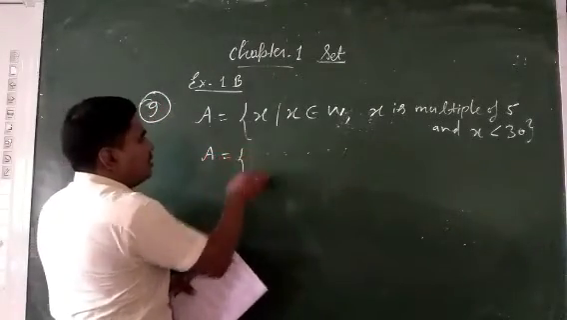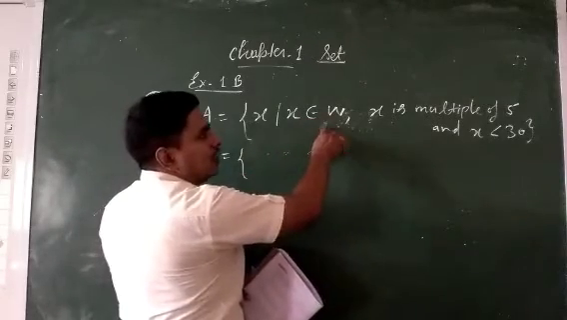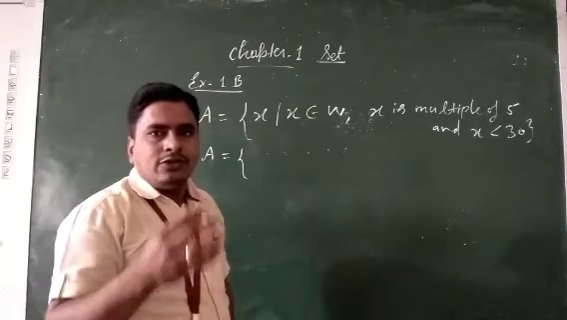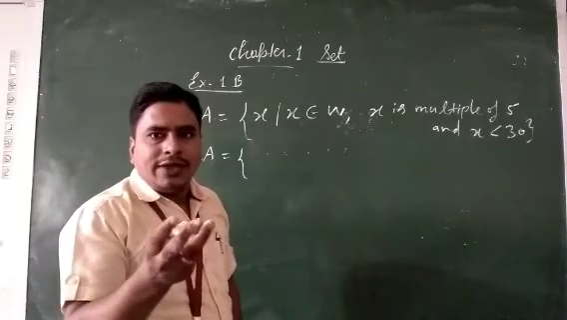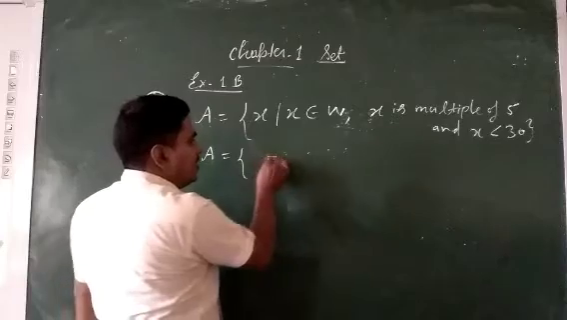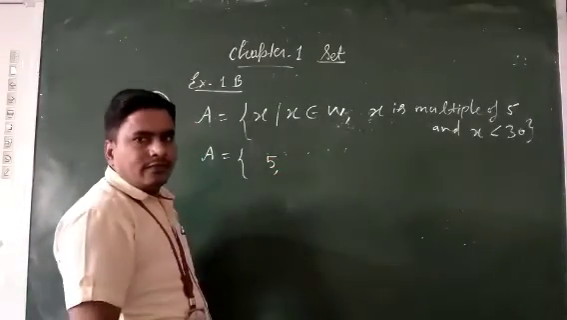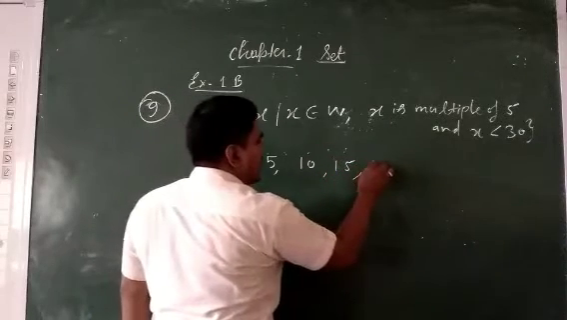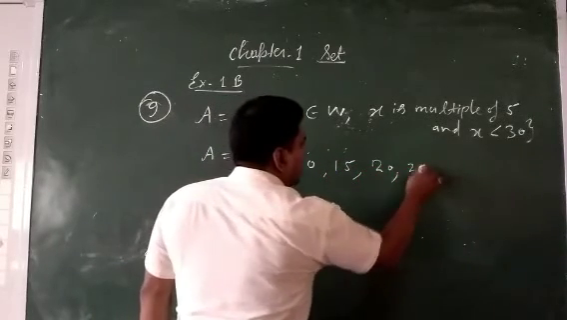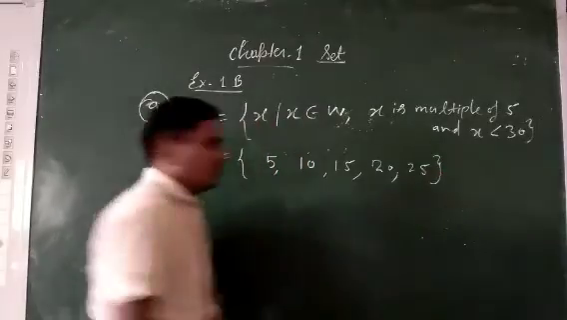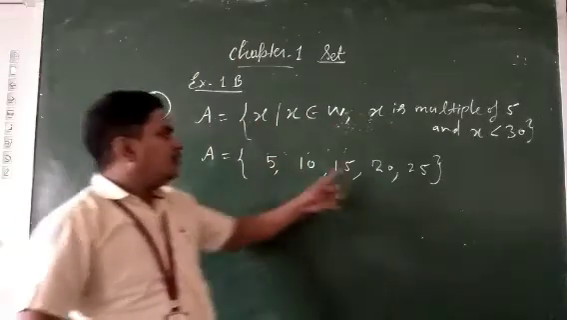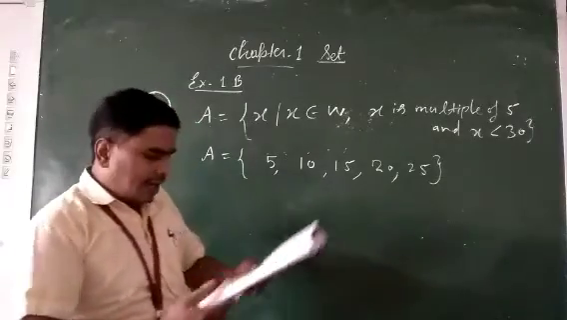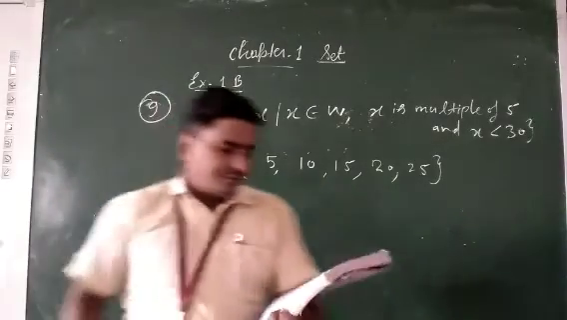How? See here, x such that x belongs to whole number, multiple of 5 and less than 30. So you know the table of 5: 5 1s are 5, 5 2s are 10, 5 3s are 15, 5 4s are 20, 5 5s are 25, and 5 6s are 30. So we will only write 5, 10, 15, 20 and 25. Clear?